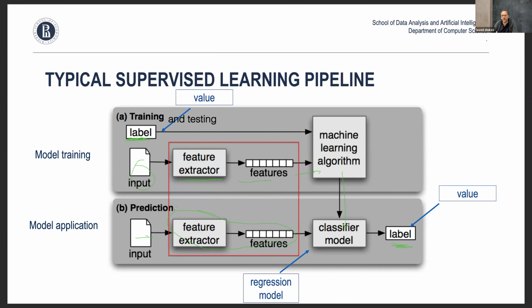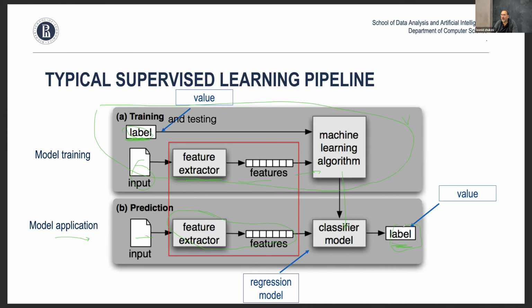So again, there is this model training, and you train the model on the data that have labels, and then you verify quality on the same data using cross-validation. Then you put the model in production, which is also called model application, on raw data with no labels, right? And then you predict the labels.